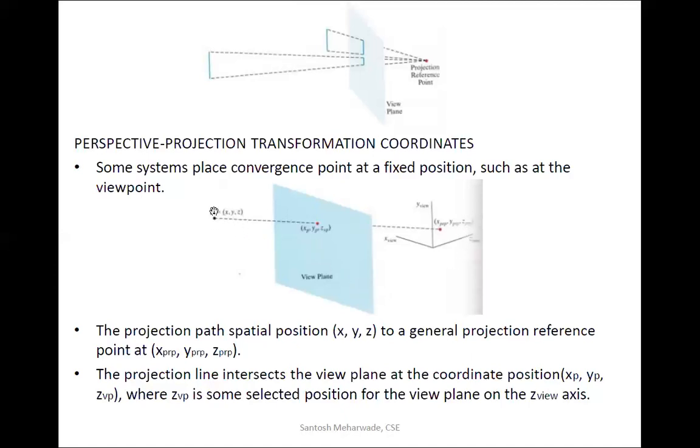This is the actual point, and this is the projection of that particular point, meaning it is the image of this particular object point. The projection path, from the spatial position x, y, z, is generated toward the projection reference point xprp, yprp, and zprp.